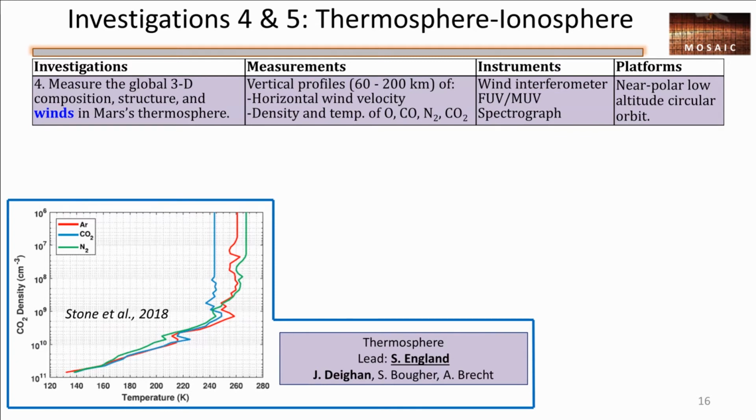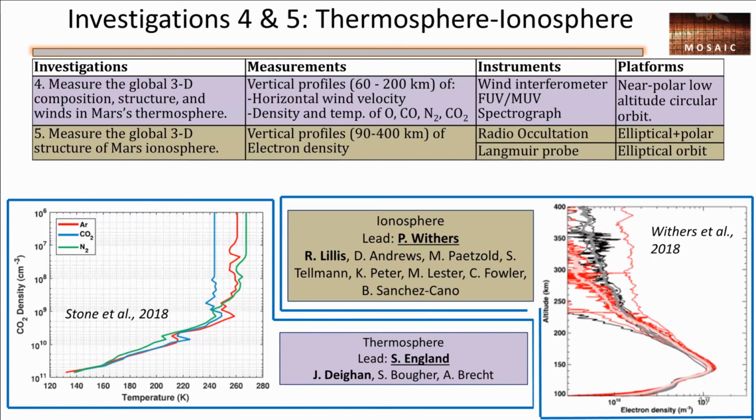Here we need a wind interferometer and an FUV, MEV spectrograph. Again, the best platform is that near polar low altitude circular orbit. For the ionosphere, the idea is to measure the 3D global structure of the ionosphere. The measurement is vertical profiles of electron density, and to do this in 2 different ways. One via radio occultation between an elliptical, MAVEN type orbit and a polar type orbit, more like an MRO orbit, and then also using in situ measurements with a Langmuir probe to ground truth those occultation measurements.